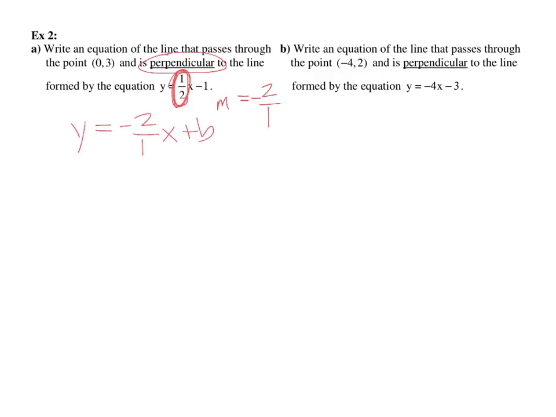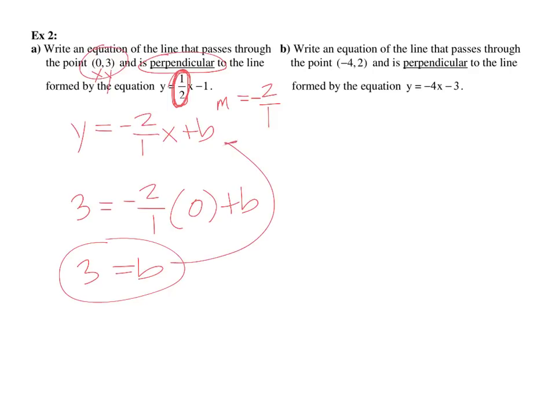Now solving for b, I use my point here, x and y. So I have y, which is 3. I have -2/1 times x, which is 0, plus b. So I have 3 is equal to b. I'm going to take that and plug it in. So I have y is equal to -2x plus 3.